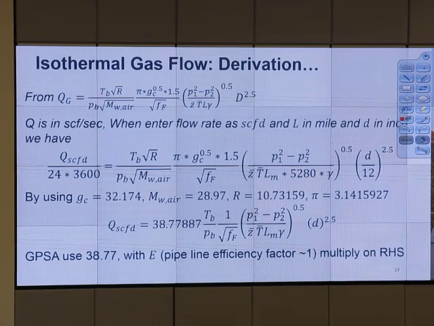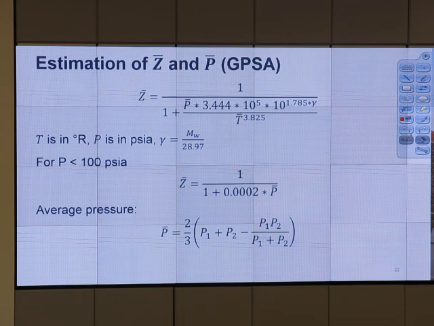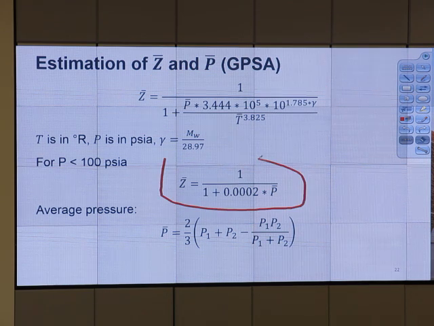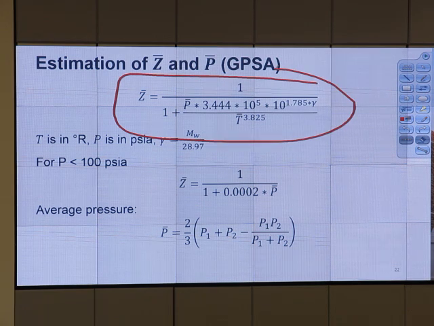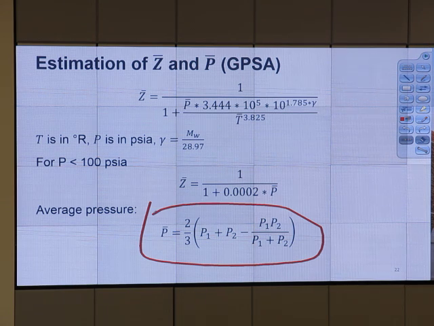Okay, here's the equation to use to estimate Z bar and P bar. Through the derivation, at the end we have this term, Z bar, T bar over there. So there has to be a way to calculate average temperature, average compressibility factor. Here it is. We use this formula. So for pressure less than 100 psi, we just use 1 over 1 plus some coefficient multiplied by P bar. Or this one, that one is for pressure more than 100 psi. And P bar is the average between point 1 and point 2.